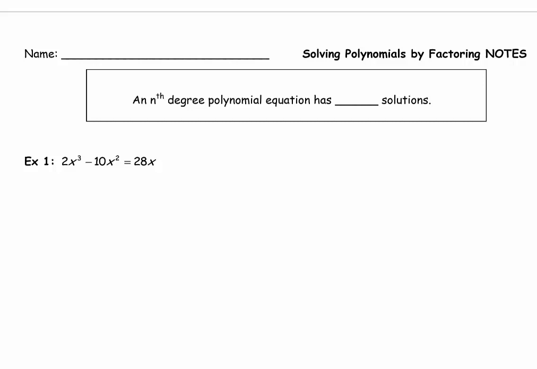To begin with, I want us to know that whenever we're solving a polynomial equation, we're going to know exactly how many solutions it has. So let's fill in this sentence here. It says an nth degree polynomial equation has, we're going to fill that in with n solutions. So I'm going to write an example down here.